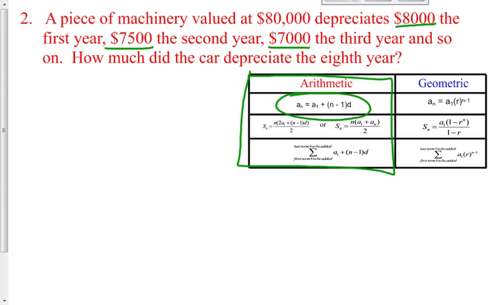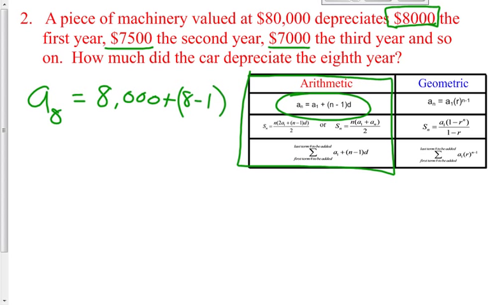So we're talking that top formula. So how much did it depreciate the eighth year? What is A sub 8 when A sub 1, now a lot of students make this mistake, class, they think that this 80,000 is the value of the first term. It's not, because it's depreciating, so how much it depreciates is what we want to find. So it depreciated $8,000 the first year. So 8,000 is the value of the first term. 8,000 plus n minus 1, where n is 8, minus 1, that times the common difference.